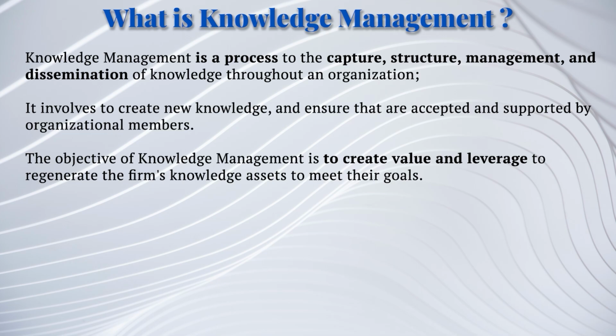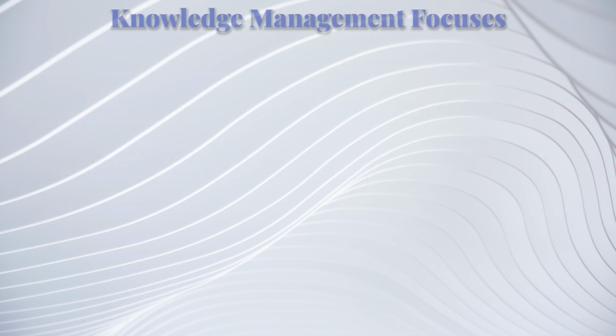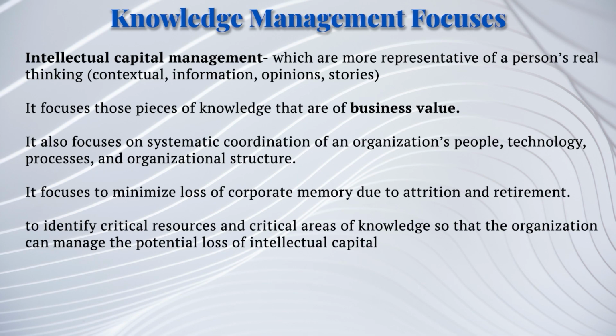and leverage. Now, knowledge management focuses on intellectual capital, which is often made visible by the difference between the book value and the market value of the organization, which is often called goodwill. Some examples of intellectual capital are competency, which means the skill necessary to achieve a certain level of performance. It focuses on systematic coordination of an organization's people, technology, process and organizational structure to minimize loss of corporate memory due to attrition and retirement. Knowledge management of an organization also focuses on the potential loss of intellectual capital.